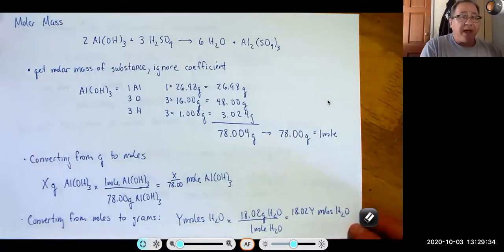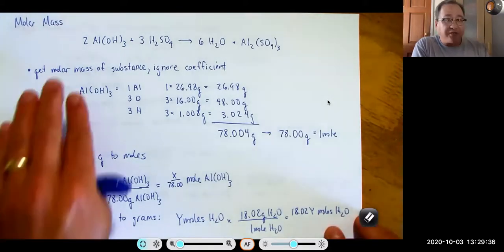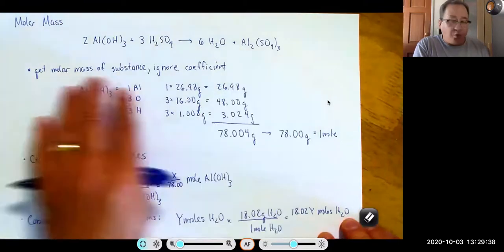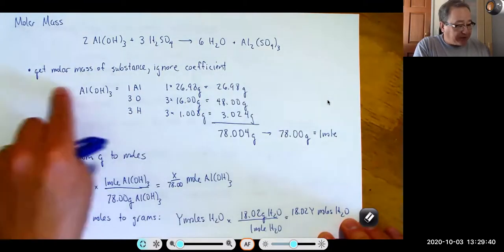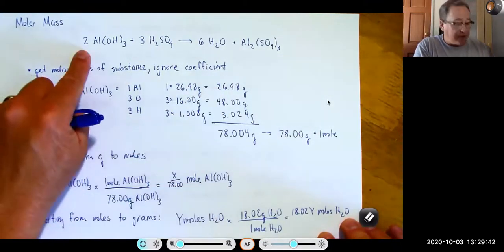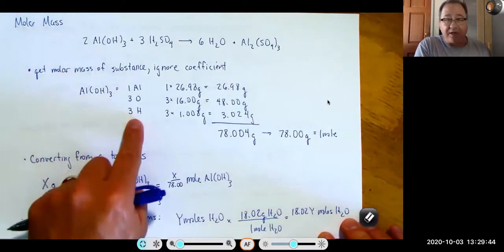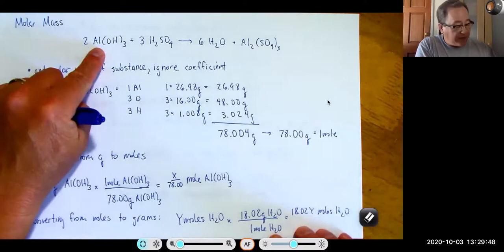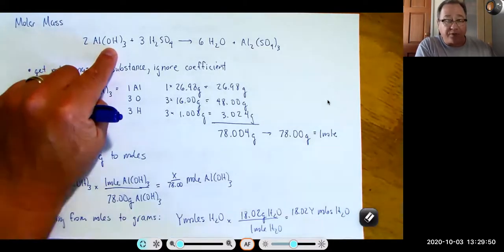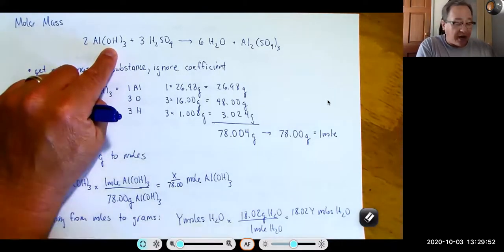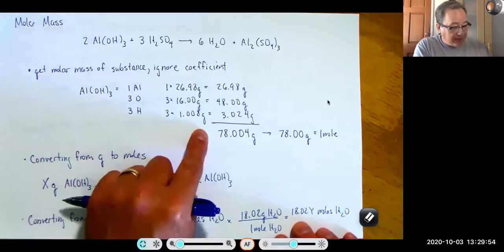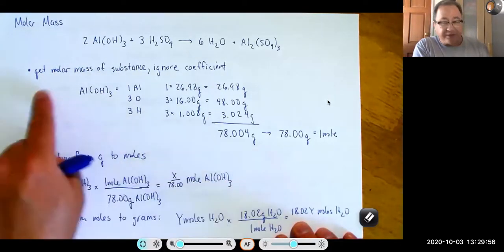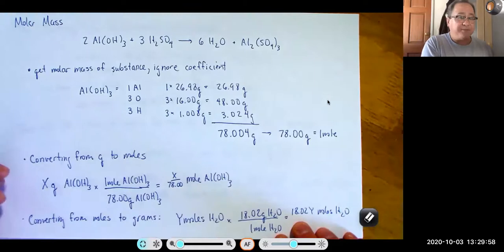Here we have molar mass. So this is the same reaction. Quick reminder, to get the molar mass of a substance, you ignore the coefficient and you simply look at the elements in the compound. In this compound, there's 1 aluminum. There are 3 OHs, which means there's 3 hydrogens and 3 oxygens. And to get the molar mass of this material, we get 78.004 grams.